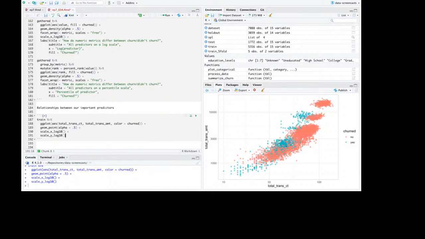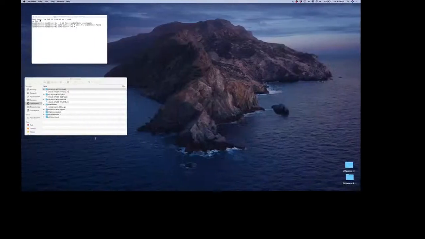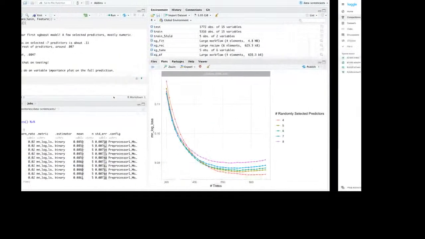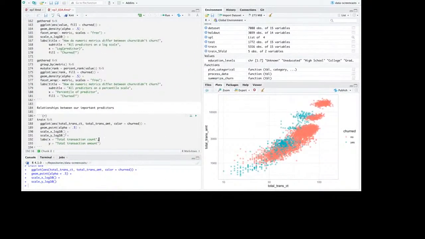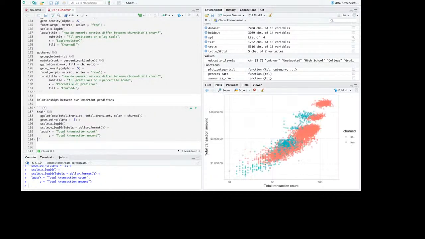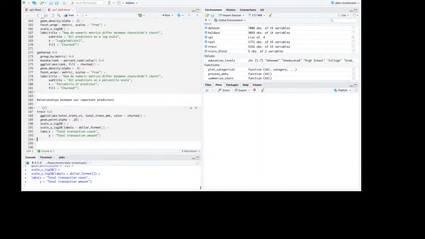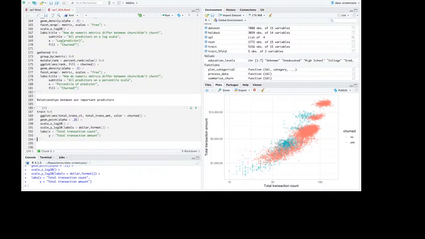Look at that. It kind of does look like there's an interaction between them. Total transaction amount, I assume that's dollars. I'm going to quickly check. This says value, but I am going to assume that it's dollars, and say labels equals dollar format. I really want to make it a little bit more transparent, and let's do geom smooth.